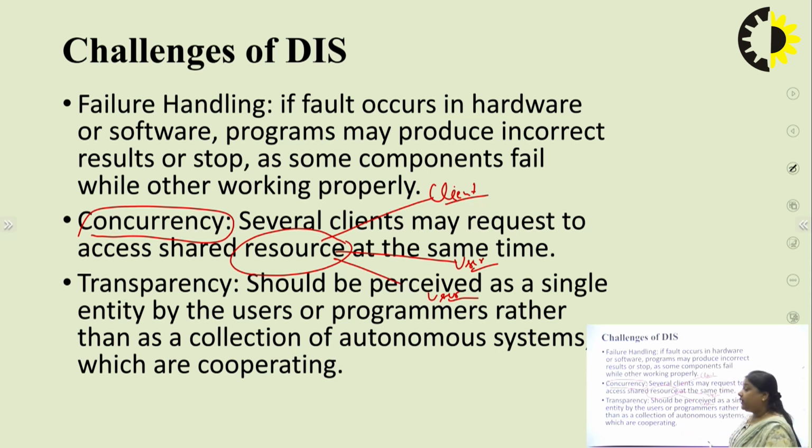Transparency. It should be perceived as a single entity by the users or programmers rather than as a collection of autonomous systems which are cooperating. So it is very important that for all the modules or the users, transparency should be maintained.